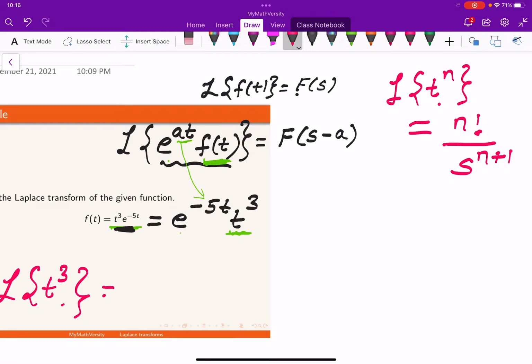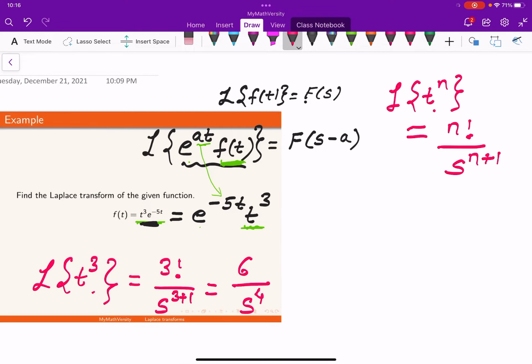So if that is the case, we get the Laplace transform of only t cube is 3 factorial divided by s to the power 3 plus 1. So what is 3 factorial? 3 times 2 times 1, so 6, divided by s to the power 4. So this is just the Laplace transform of t cube. Okay, so we have not figured out the Laplace transform of the given function. We have just figured out the Laplace transform of t cube here.